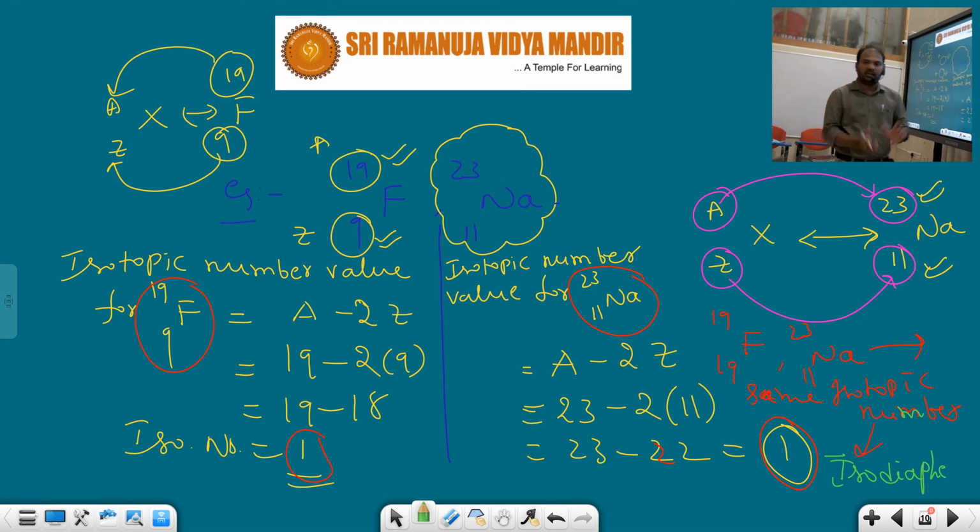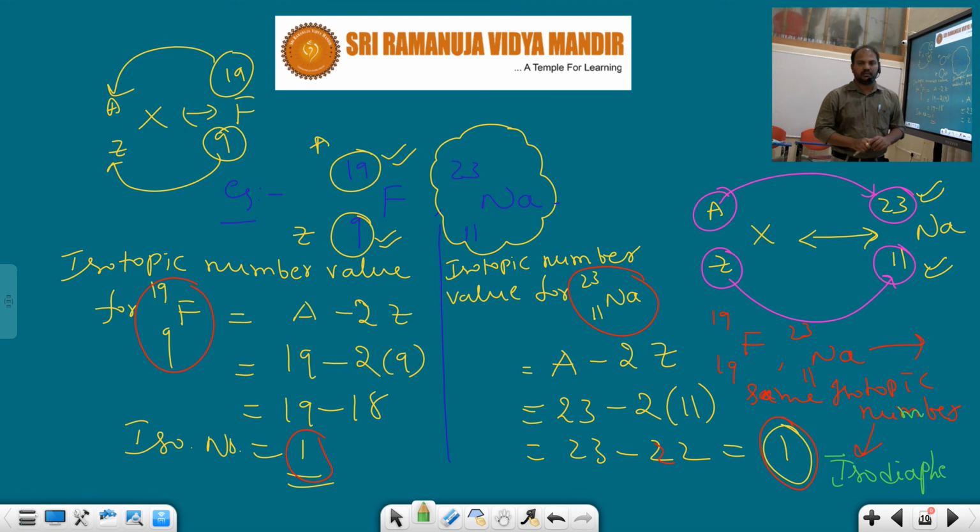So what I am saying here: isotopes, isobars, isotones, isodiaphers. What are isotopes? Isotopes are atoms of the same element which have similar chemical properties but differ in their physical properties. Or another definition: atoms of the same element having the same atomic number but different mass number are called isotopes. I have written the carbon isotopes, hydrogen isotopes and oxygen isotopes. Hydrogen mainly has three isotopes: protium, deuterium and tritium.